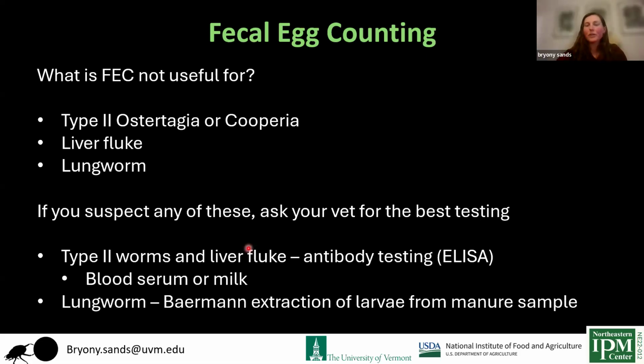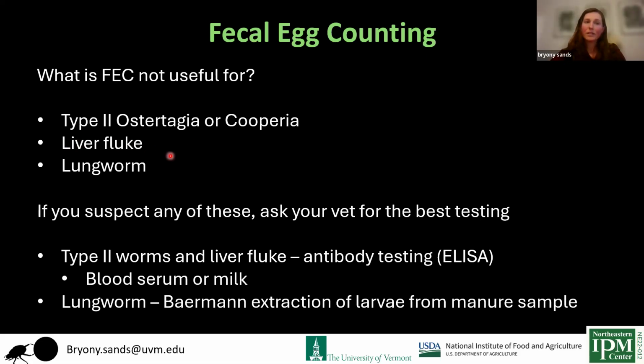It's important to note that fecal egg counting is not always useful for everything, and that's because not all of these parasites will be shedding eggs in the feces. So we shouldn't be relying 100% on this. For example, it doesn't work for those type 2 worm infections. So remember I said we can get these gastrointestinal worm issues in the winter, and that is from the larval stages, so they are not producing eggs.